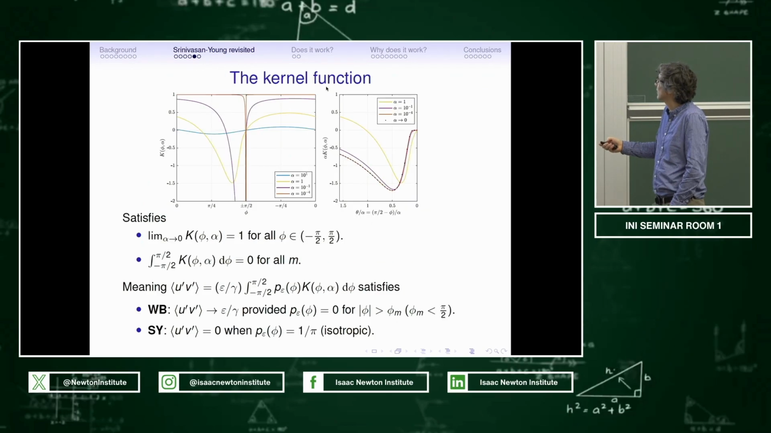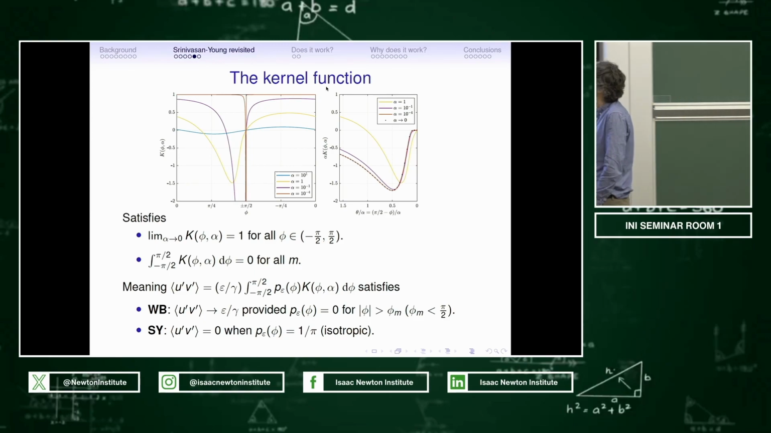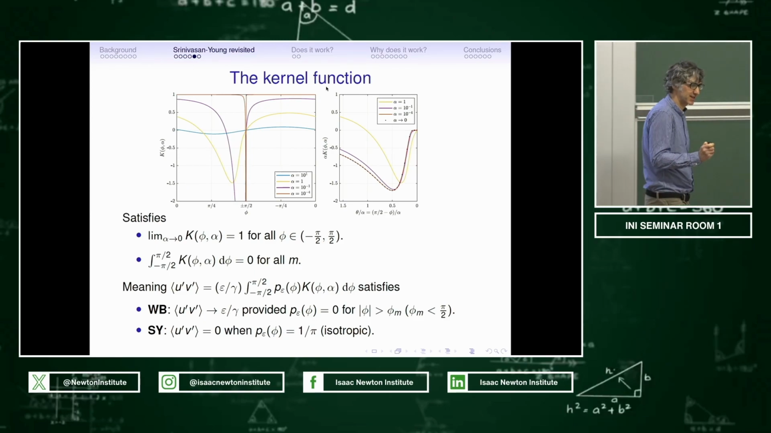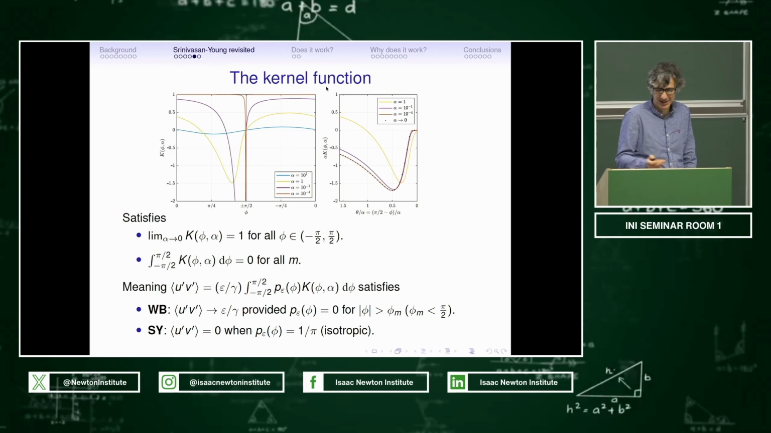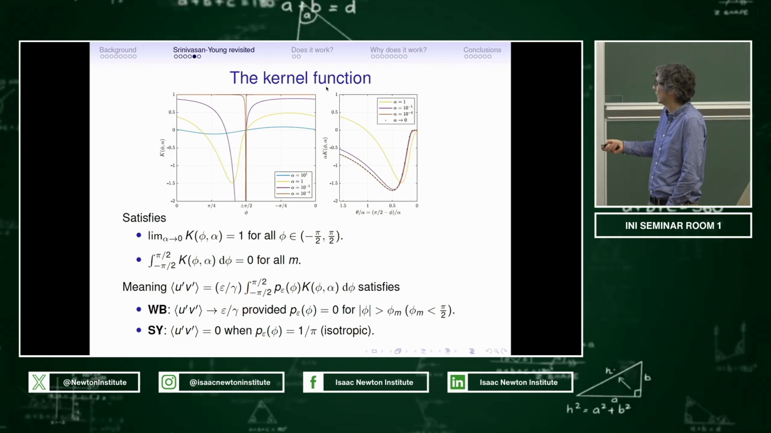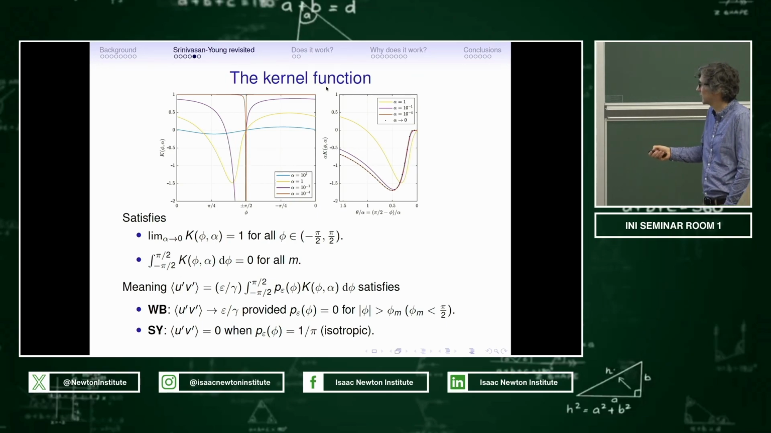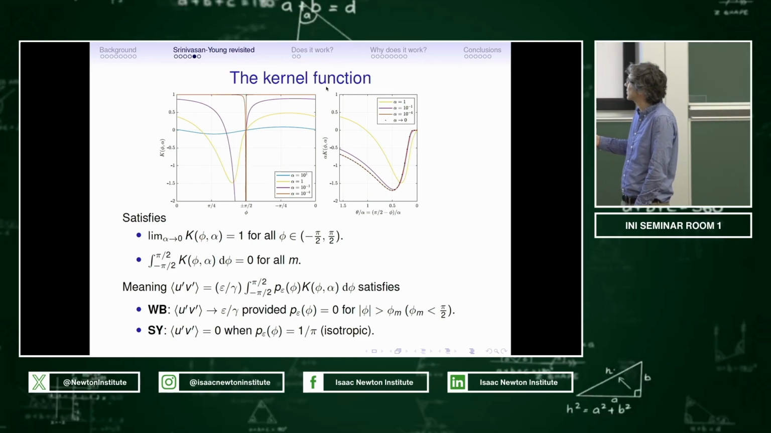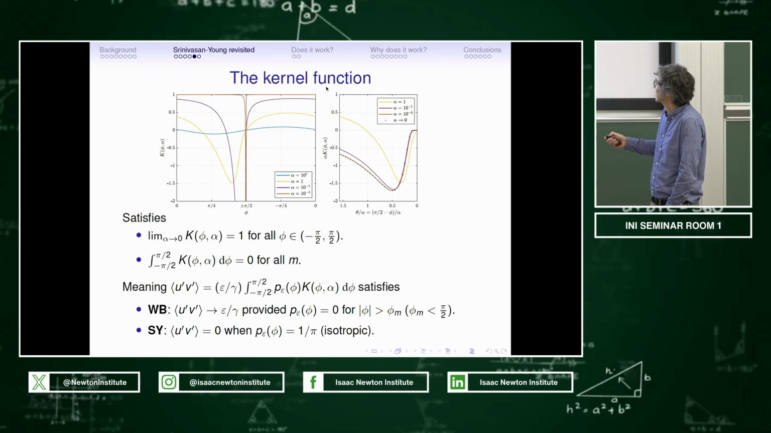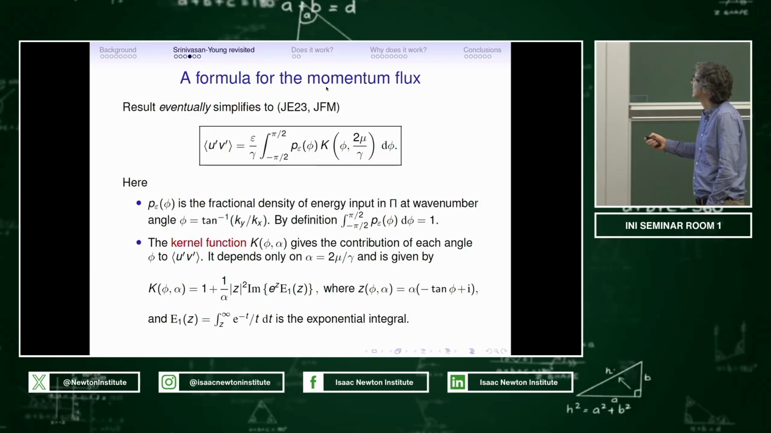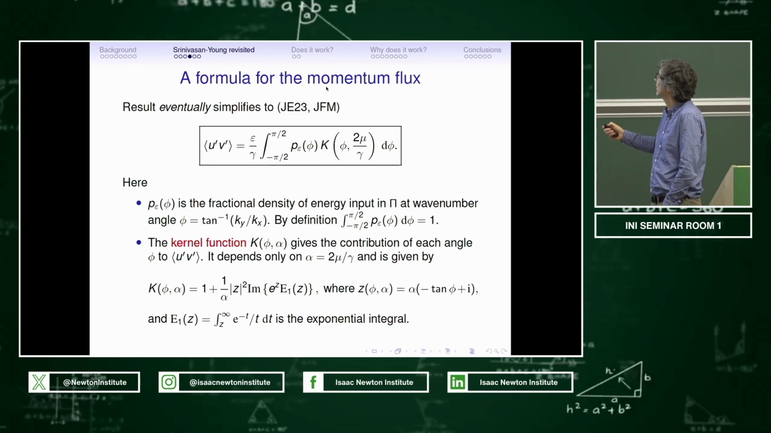So what does the kernel function look like? Well, it has certain properties, and the properties allow us to understand the limiting cases highlighted by Fourier and Boucher and the previous authors, and also the Srinivasan-Young result that isotropic forcing gives zero momentum flux. So one property that this function has, so alpha here is this parameter which in the evaluation depends on friction and shear rate.